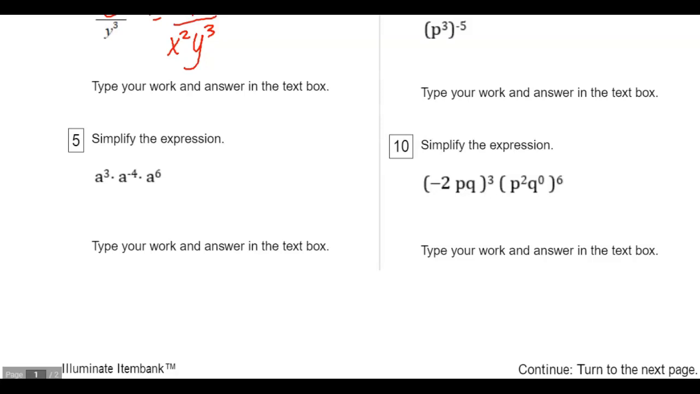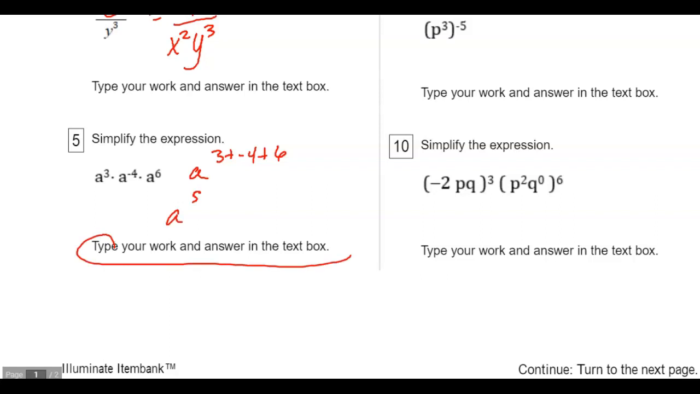So this is where you should be using, I told you you could have the properties with you. I don't want the whole note packet out, but just those rules. So let's see if I still have it up here. Nope, I don't. Just the rules from that first sheet. You can have the rules out. So what do we do? We add these together. So it's 3 plus negative 4 plus 6. So if you add those together, even though there's a negative in there, if I take my two positive numbers, I got 9. And then the negative 4 makes it a to the fifth.